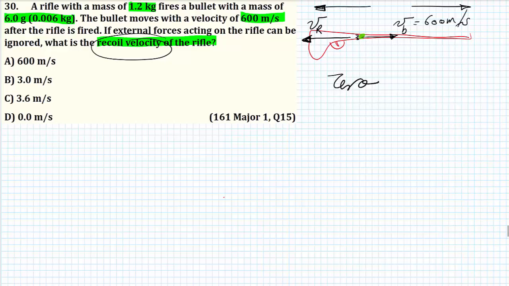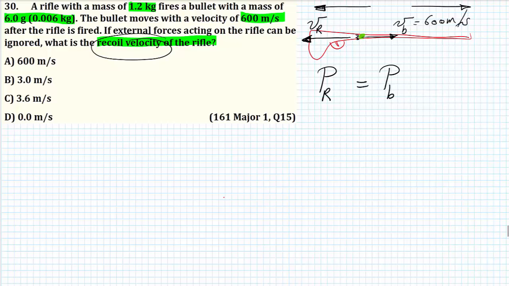What is the relation here? The total momentum of the system after you pull this trigger, it must be 0. So the momentum of the bullet, which is to the right, minus the momentum of the rifle, which is to the left, must be 0. Meaning that the momentum of the rifle equals to the momentum of the bullet.